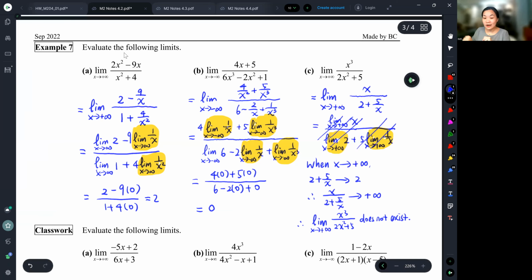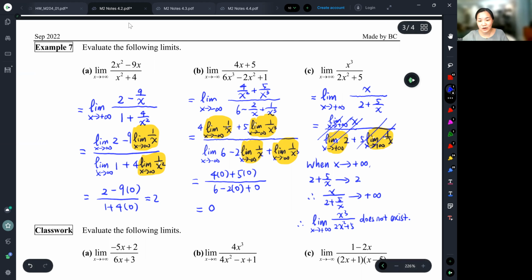Not just that, you write does not exist. You must write why you think it doesn't exist. Our basic principle is that the denominator is 2, but the numerator is going to infinity. Of course, that's not going to approach any constant value. It's going to increase indefinitely. So for the first 2 questions, there is a limit. For the last question, there's no limit, and you need to know why. I think the most important thing is that you know why there is no limit.